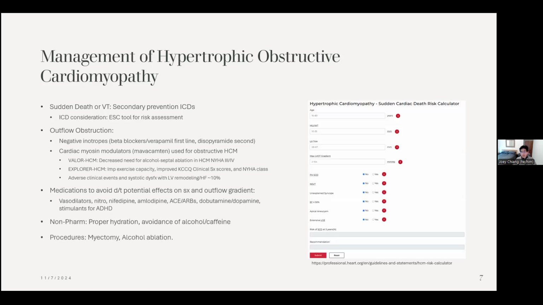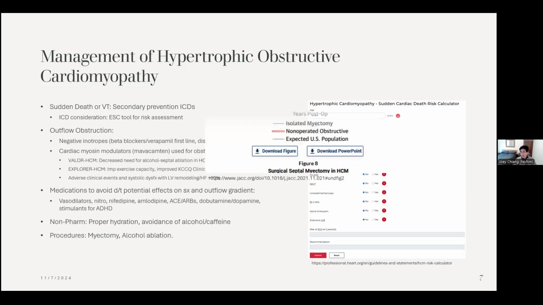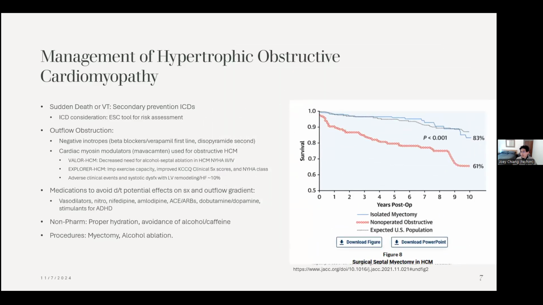And then as far as procedures, so myectomy is basically going in and cutting out some of the intraventricular septum. It sometimes actually leads to significant changes in people's mortality. You can see this blue line is all-cause mortality for people who had an isolated myectomy as compared to patients who had basically medical management. And we see that many more people survive.